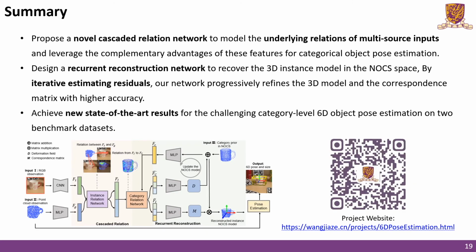To draw a conclusion, the leverage of the multi-source feature relations improves the performance of object pose estimation. The recurrent reconstruction network improves the accuracy of model reconstruction and correspondence estimation, which thus also improves the pose estimation result. What's more, we achieve new state-of-the-art results for the challenging category-level 6D object pose estimation on 2 benchmark datasets. Our project website is also given here.